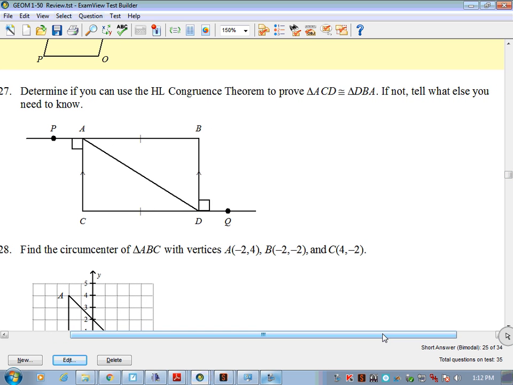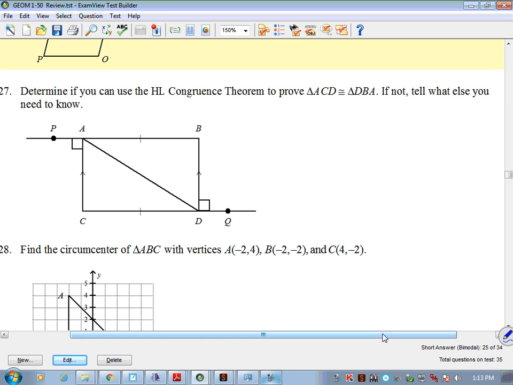Determine if you can use hypotenuse leg congruence to prove the triangle ACD is congruent to triangle DBA. If not, tell what else you need to know. Well, the short answer is yes, but I do want to talk a little bit about how we get there.